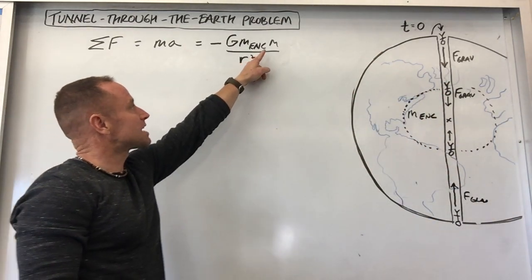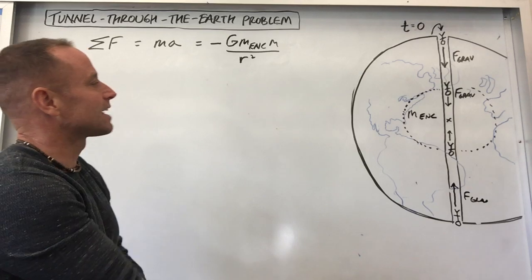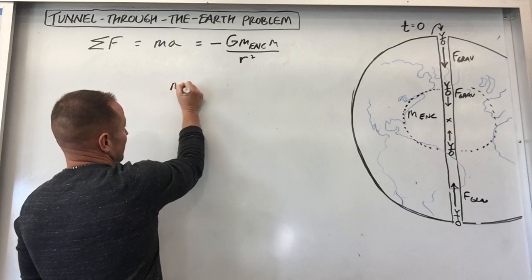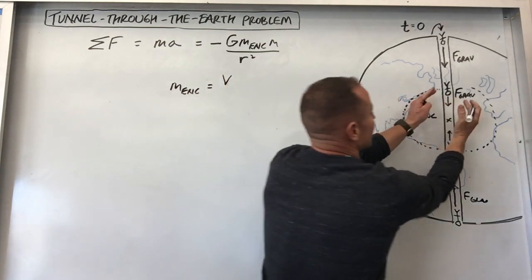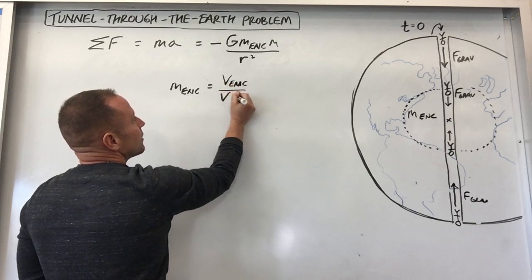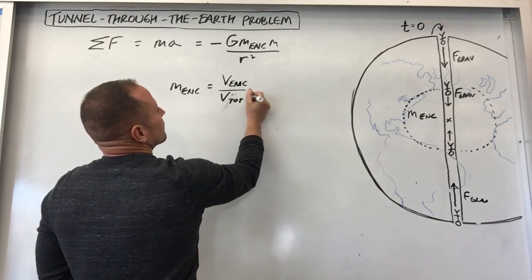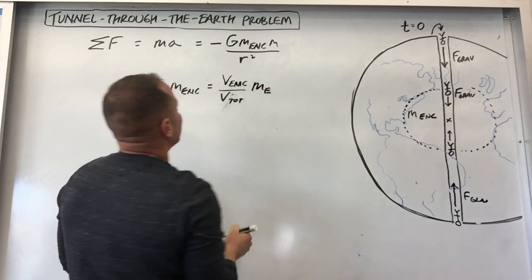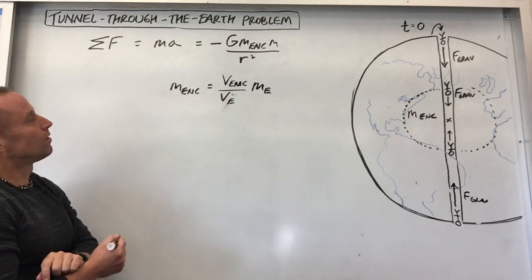So we need to do a little side problem to figure out how much mass is actually inside of here. If we treat the Earth as uniform, we can do a little side project to get the mass that's enclosed. One way to see that is to think of what fraction of the Earth this ball is compared to the whole thing. So that's the volume enclosed over the volume of the entire Earth, times the total mass of the Earth. I'll go with V enclosed over V of the whole Earth.